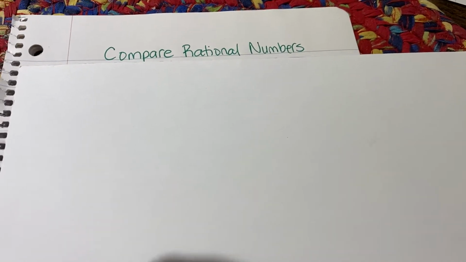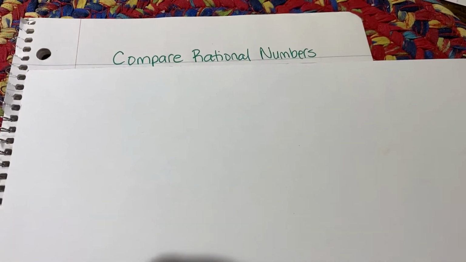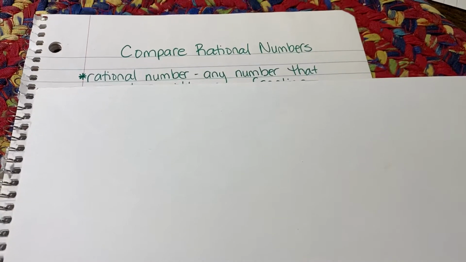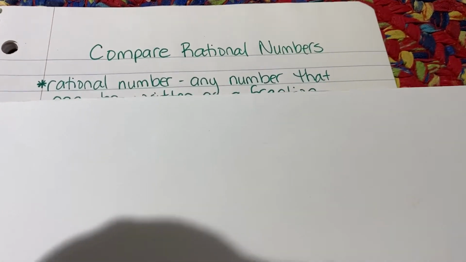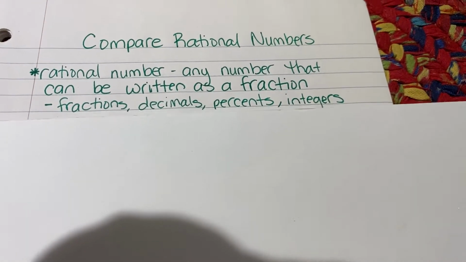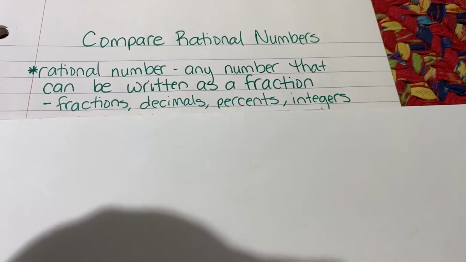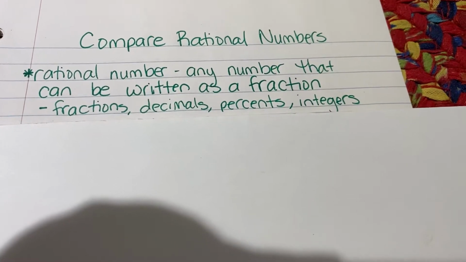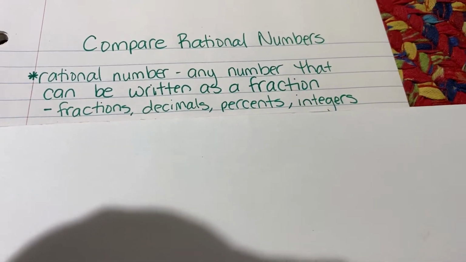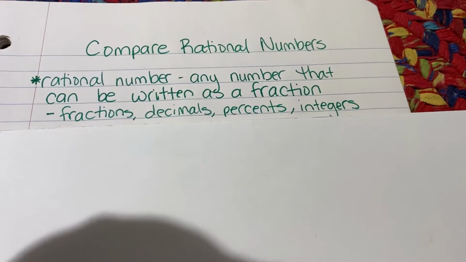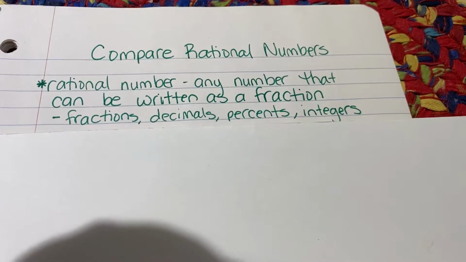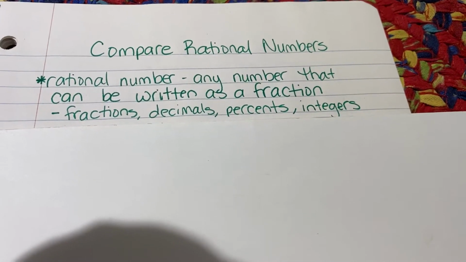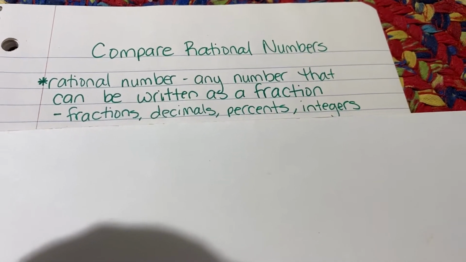Before we get started on actually doing that, I want to talk about a little bit of vocabulary just so we know what we're dealing with. The first thing is a rational number. A rational number is any number that can be written as a fraction. Rational numbers can be fractions, decimals, improper fractions, mixed numbers, percents, integers, and they can be positive or negative. So rational numbers are basically almost any number you deal with. Again, any type of fraction, decimal, percent, integers, and of course rational numbers can be positive or negative.